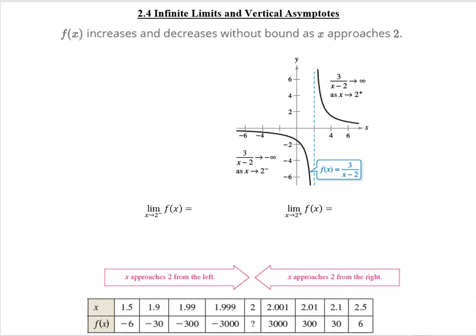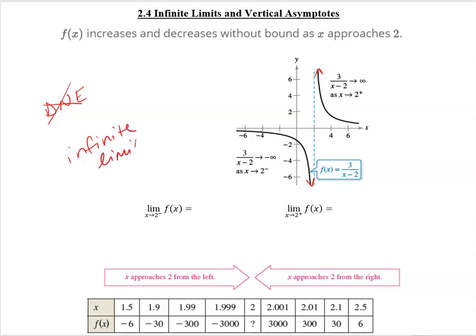It's a short video. Suppose that f of x increases or decreases without bound. In this example, we're looking at a graph where the function increases as x approaches 2 from the right, and then likewise decreases as x approaches 2 from the left. We've previously said that when a function increases or decreases without bound, that's a situation where a limit does not exist. Well, we're going to refine that a little bit further now, and we're going to call these infinite limits.